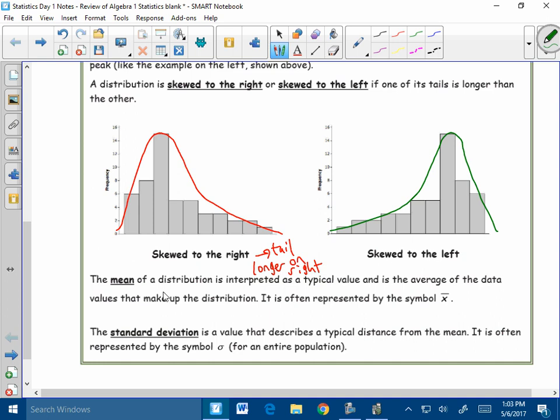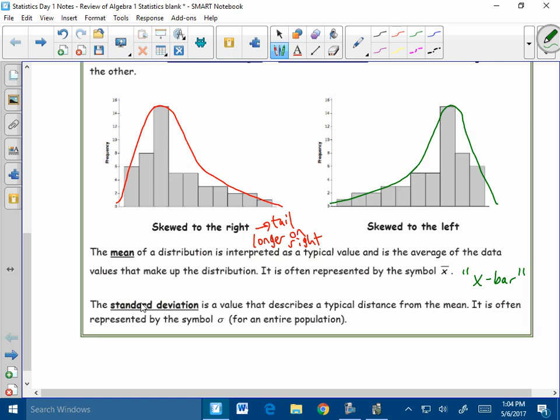The mean of a distribution is interpreted as a typical value and is the average of the data values that make up the distribution. So the mean is the average. It is often represented by this symbol here, which we read as X bar. X with the bar on top, X bar, that represents the mean.